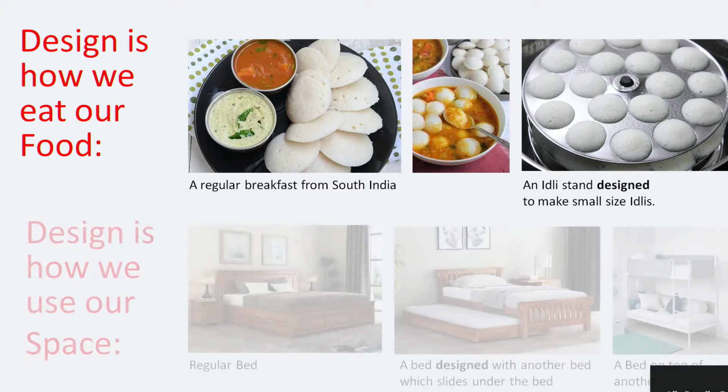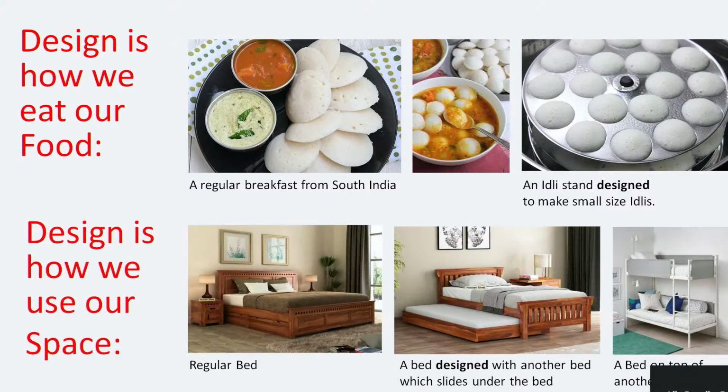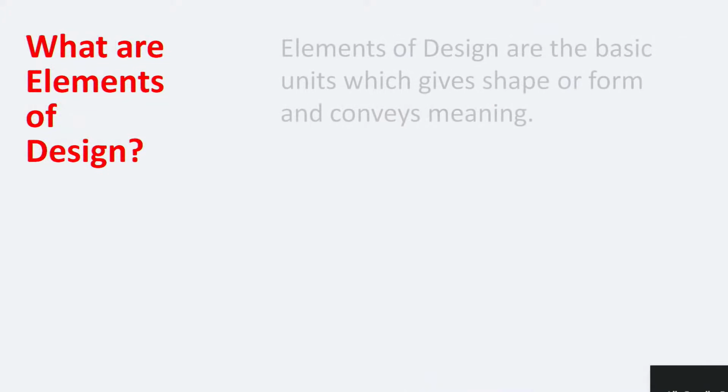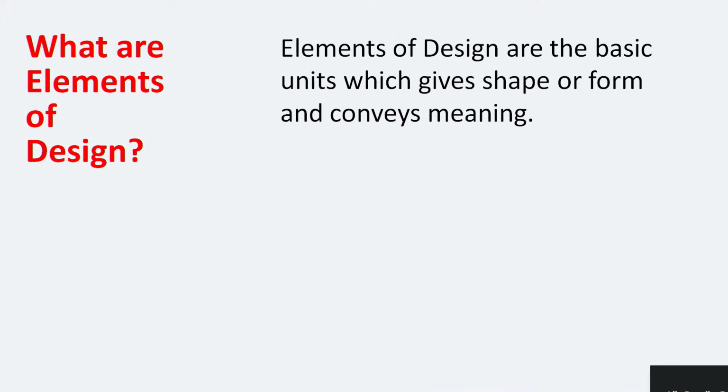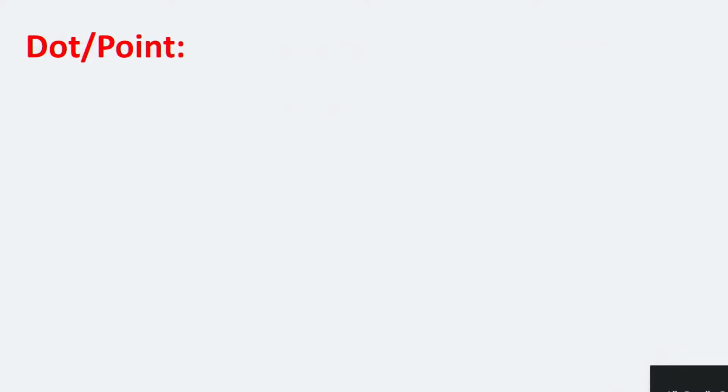So let's say look at space. That's the regular bed, but if you want to use the space more efficiently, you can either put the bed under it, or you can put it over it, or maybe some other ways of doing it. So this is how design starts making a difference. So elements of design, all said very simply. It's the dot, the lines, the shapes, forms, textures, and colors.